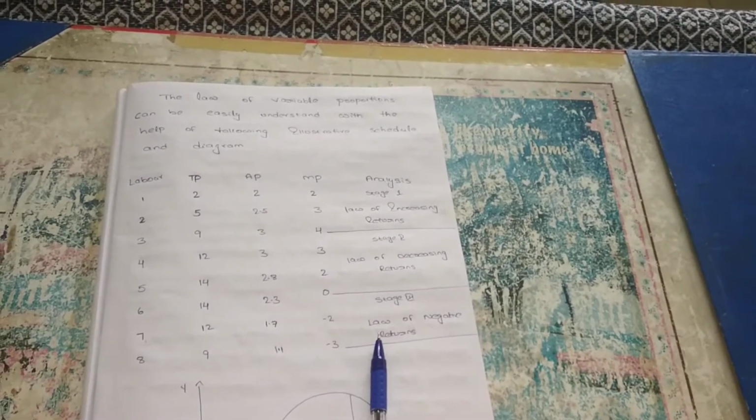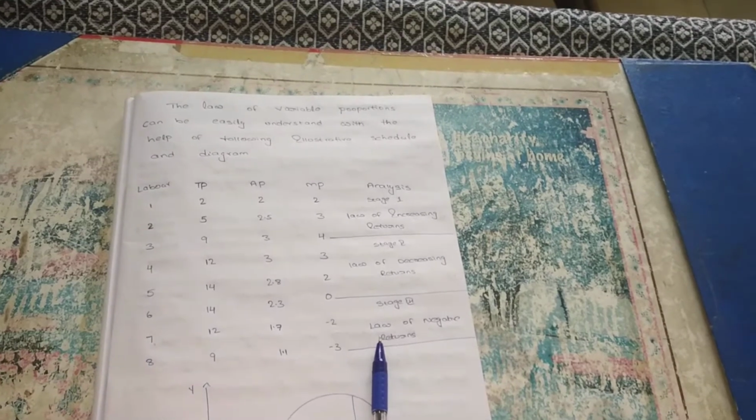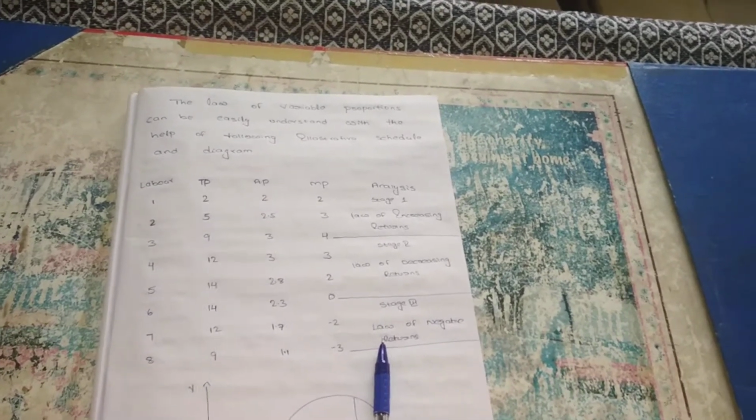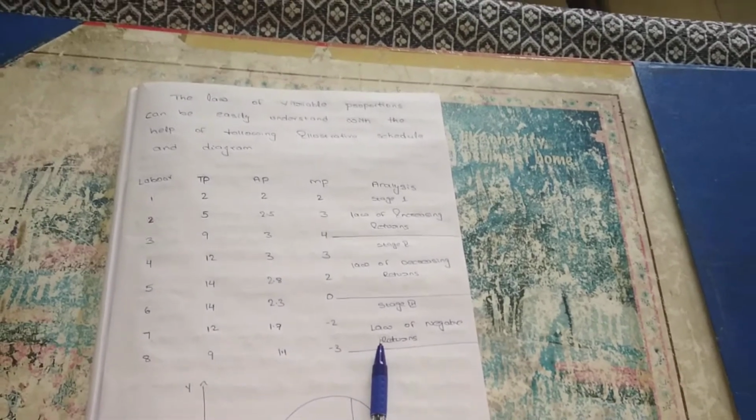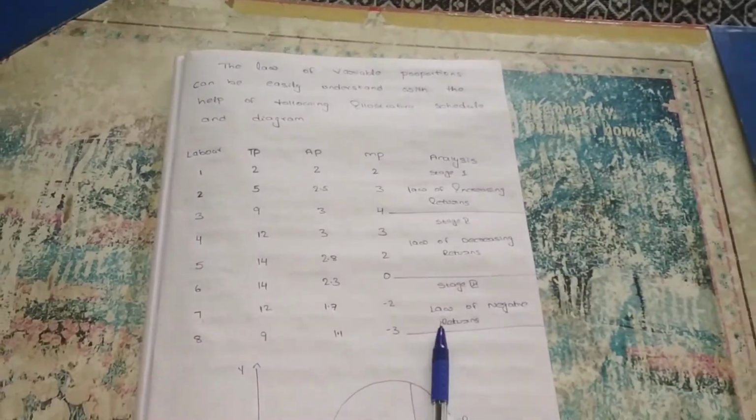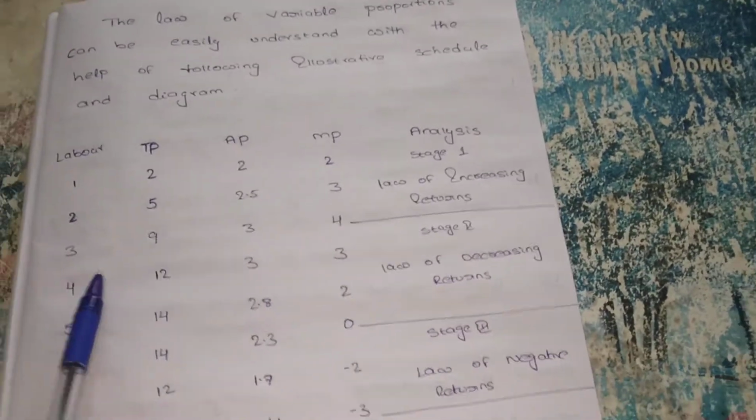Suppose we are consuming one thing, then up to the first level we get maximum satisfaction. After that our satisfaction level declines, and after that it becomes negative. That is what it explains. I want to explain it here.